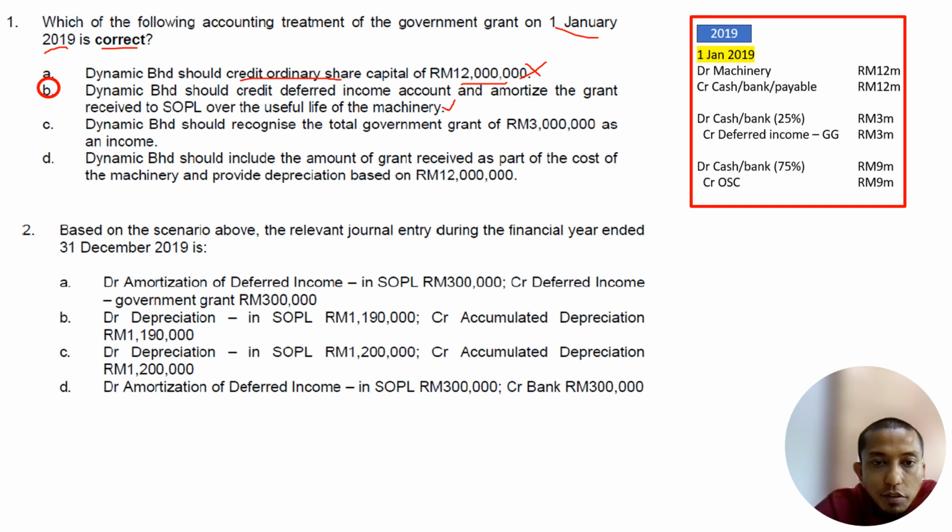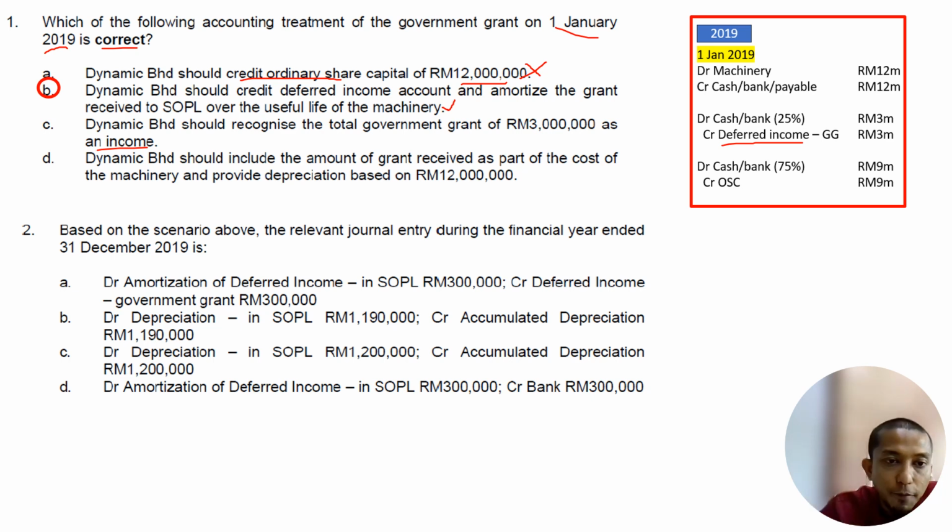Dynamic Berhad should recognize the total government grant of 3 million as income. No, right? It's not income, we recognize it as deferred income. Deferred income is what? Liability, right? Not income yet. But at the end of the year, we recognize it as income partially, according to amortization, right? Dynamic Berhad should include the amount of grant received as part of the cost of the machine, with depreciation based on 12 million. This one is not applicable, right?